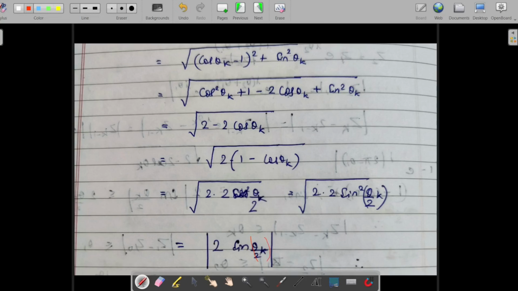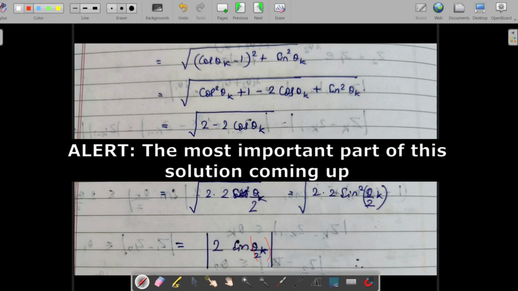Okay, I don't think this is tough to understand. You can just pause it and read it. The important part comes next.